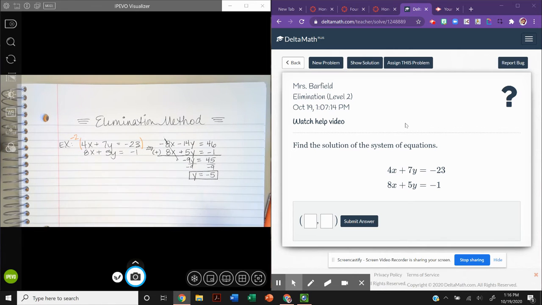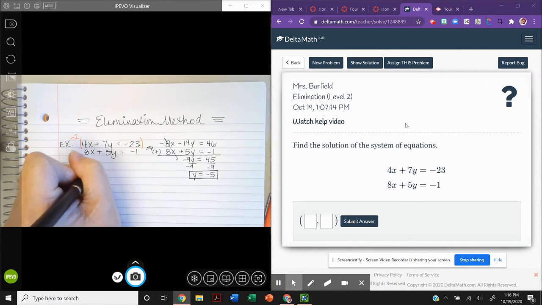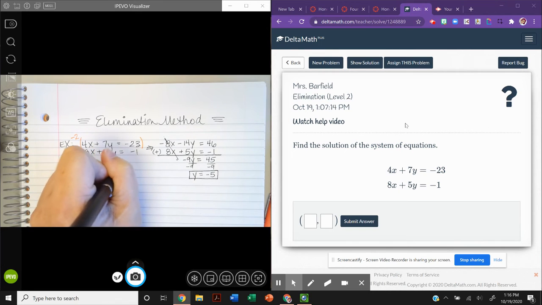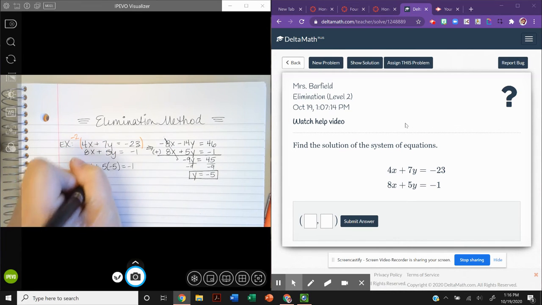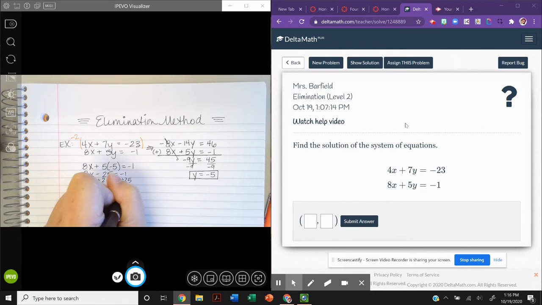Let's finish out the problem, and then we'll put up another example and talk about it. Now I'm going to take y equals negative 5 and plug it into whichever equation you'd like. I'm going to go with the second one. So 8x plus 5 times negative 5 equals negative 1. So 8x minus 25 equals negative 1. I'm going to add 25, so I get 8x equals 24. Divide by 8, so x equals 3. That means my solution is 3, negative 5.